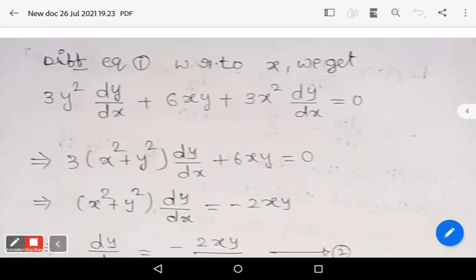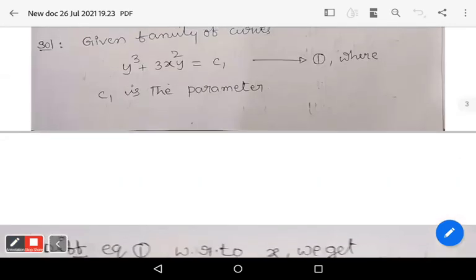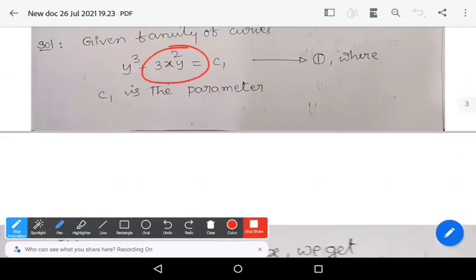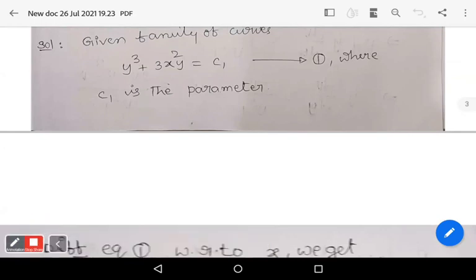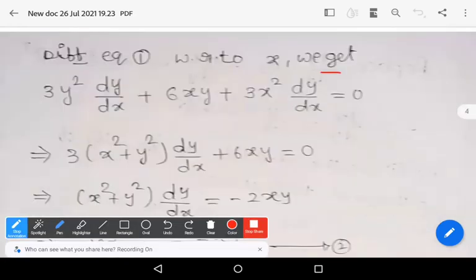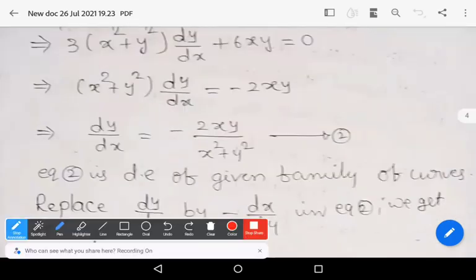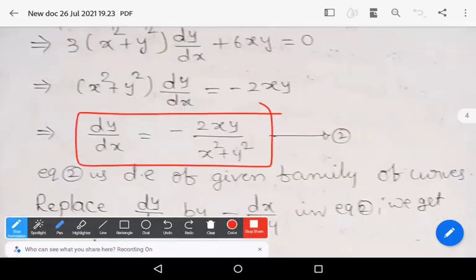We use the UV rule here to differentiate this term. So 3x square y can be differentiated like this, 6xy plus 3x square dy by dx is equal to 0. Observe that by making 3 and dy by dx common, you get this one: 3 into x square plus y square into dy by dx plus 6xy is equal to 0. This equation can be written like this: dy by dx is equal to minus 2xy divided by x square plus y square.